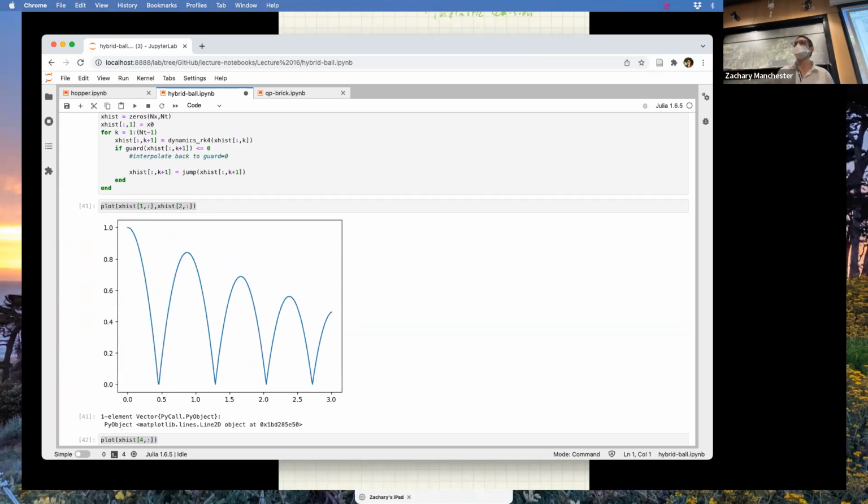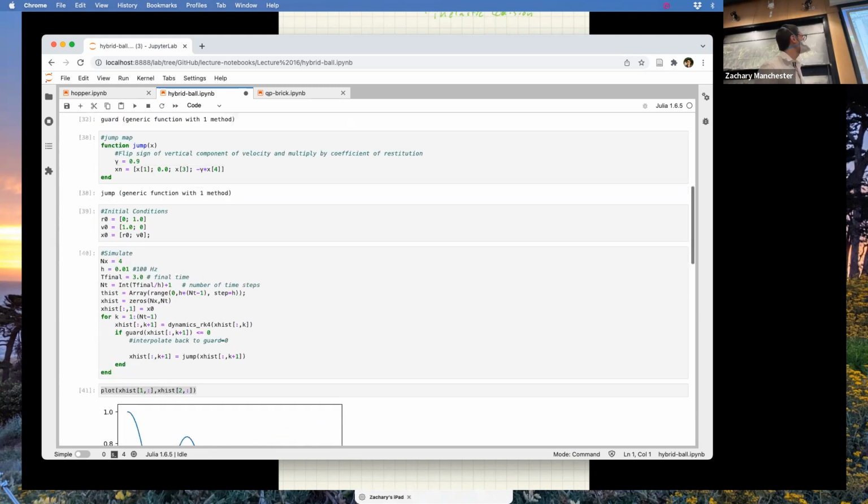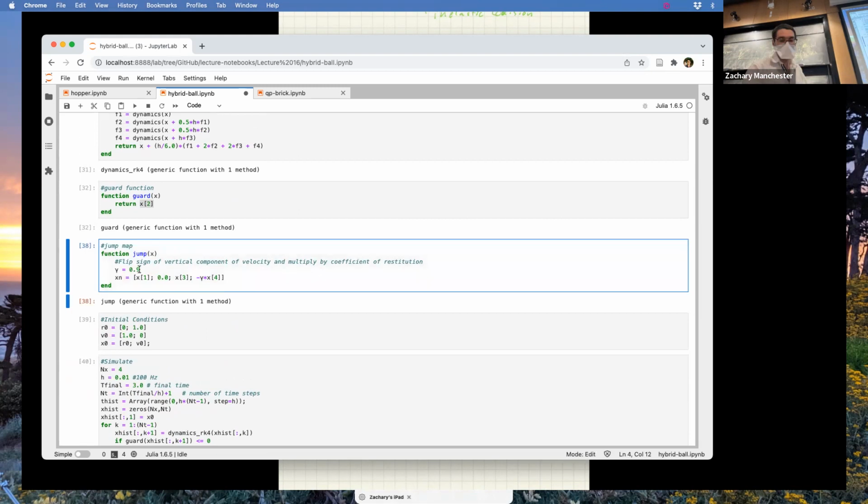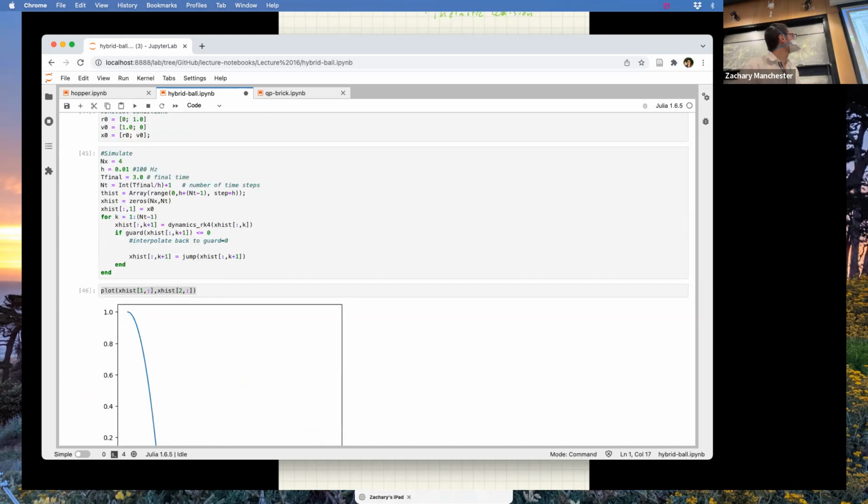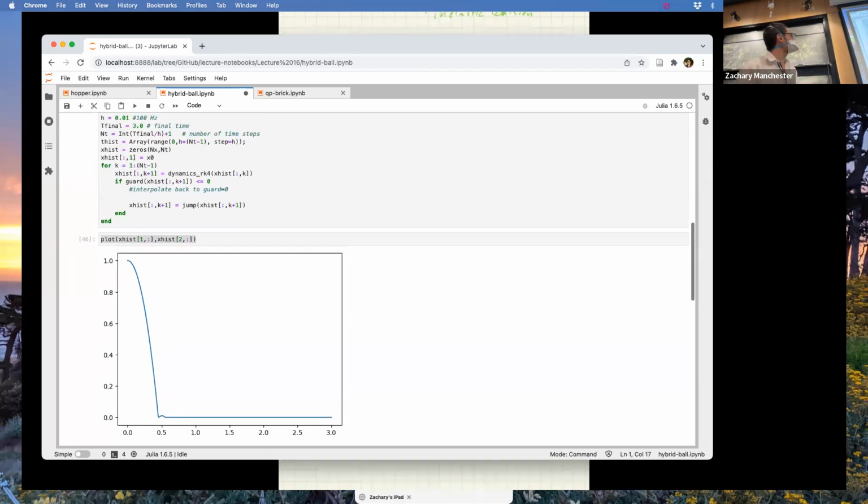Interestingly, this is not without its quirks. Has anyone heard of Zeno's phenomena? Okay, so I can make this happen by setting this kind of low. Let's see what happens. This is coding on the fly, can get sketchy. It's not going to happen here.